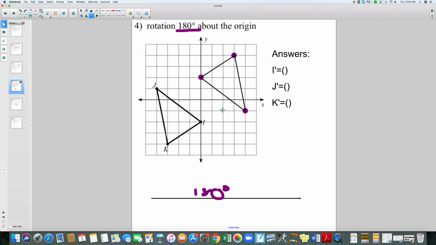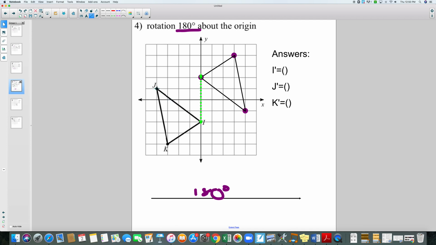All right, now let me show you a trick. Use a ruler to your advantage. So what I'm going to do is start with I. With I, when we're rotating a figure 180 degrees, start on I and go that direction. You can see how I and I prime, through our center axis, creates a straight line.